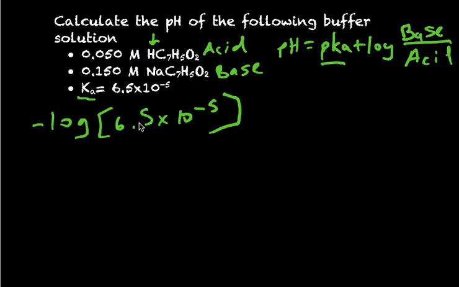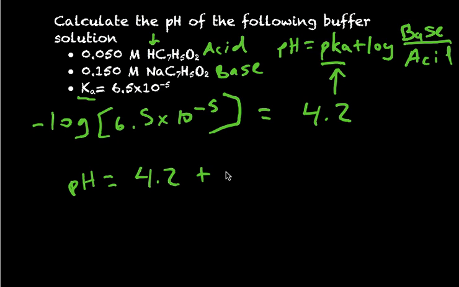So, negative log of 6.5 times 10 to the negative 5 is equal to 4.2, which is our pKa now. So, from here, we just plug in what we have. The pH is equal to 4.2 plus the log of our base, which is 0.150, over the acid, which is 0.050.